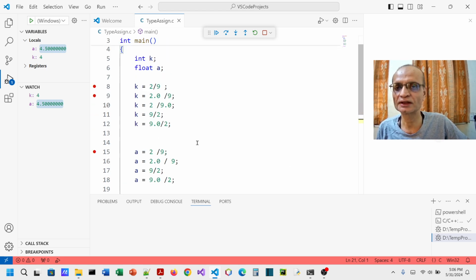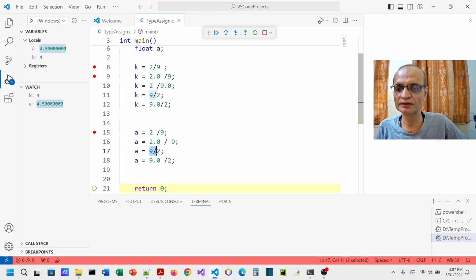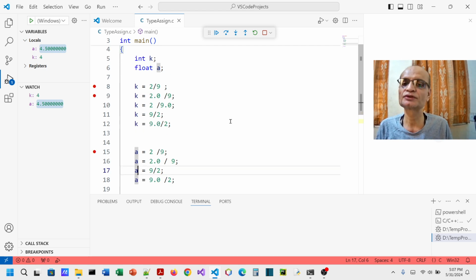With respect to these scenarios, especially when you have 9 by 2 and the left hand side variable is an integer type, and here when we have say 9 by 2 but the left hand side variable is a float. So you will see this difference in working and the way in which you get the answer. I hope you basically got this important point with respect to these type conversions, and especially when you carry out the assignments with respect to integers and float. Thank you.